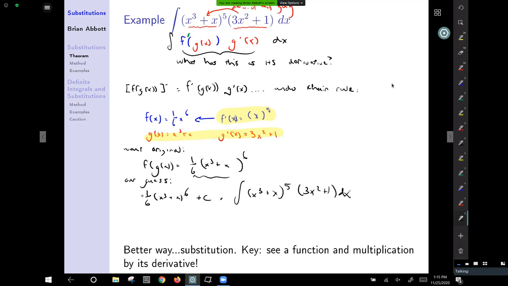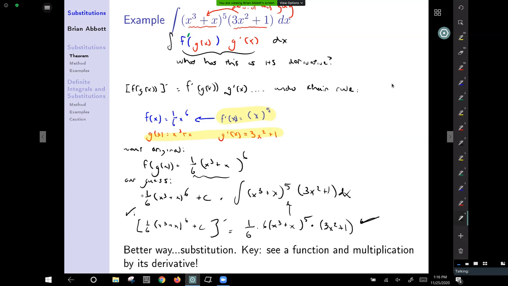Let's check if this works. To check that, we'll take the derivative of 1/6 x to the third plus x raised to the sixth power plus c. We'll take the derivative, and what we should get is the integrand. So 1/6 out front. Chain rule here: we're going to take the derivative of the outside guy, so drop down that exponent, subtract 1 from the exponent, leave the inside guy the same, g of x, and multiply by the derivative of the inside guy, g primed of x, so we're going to multiply by 3x squared plus 1. And sure enough, we have the integrand, and we've done it.